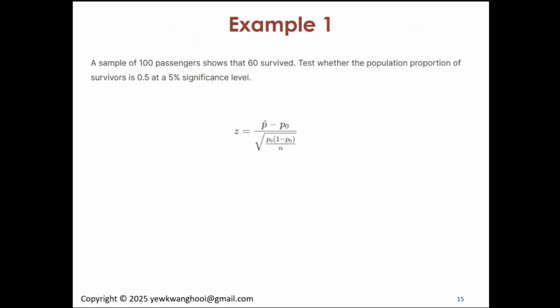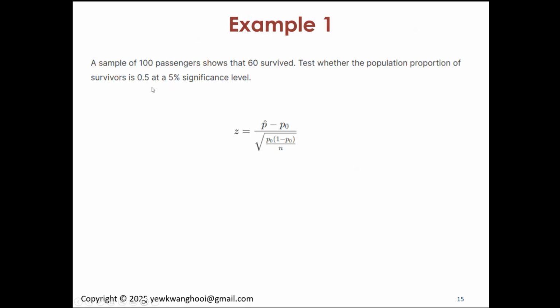So in the assignment, I have posted the same questions. Example 1, okay, this is in your assignment actually. A sample of 100 passengers shows that 60 survive. Now, is this looking for mean? No, it's looking for fraction, right? Fraction, aka proportion. We want to know, is it true that 60% survive? That's whether the population proportion of the survivors is 0.5 at a 5% significance level.